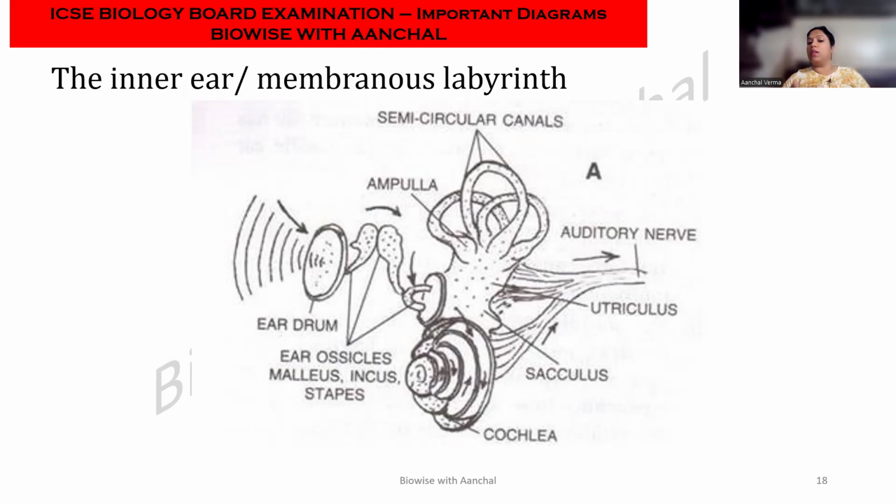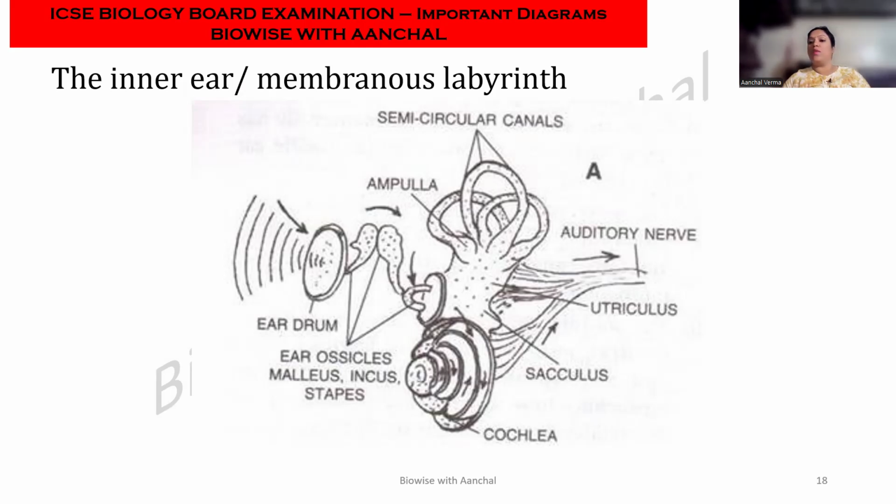Then the auditory nerve basically is the vestibular nerve and the cochlear nerve, and the vestibular nerve helps in detecting balance. You know that your ear is responsible for balance. The semicircular canal is for dynamic balance. The vestibule is for static balance.